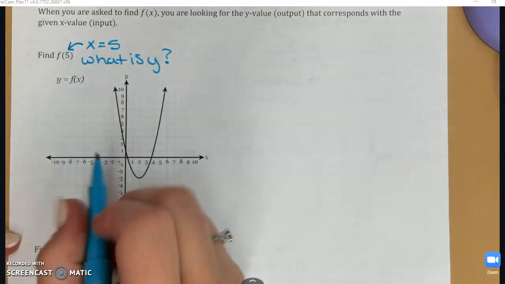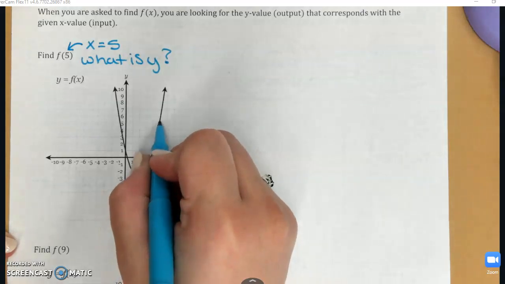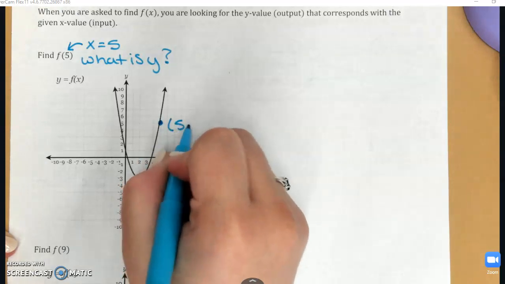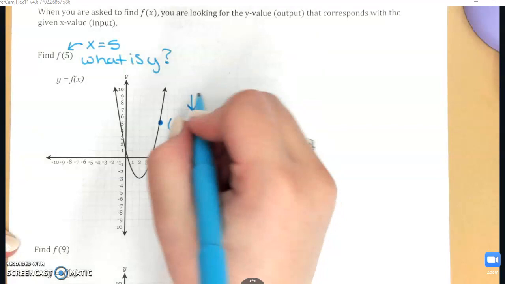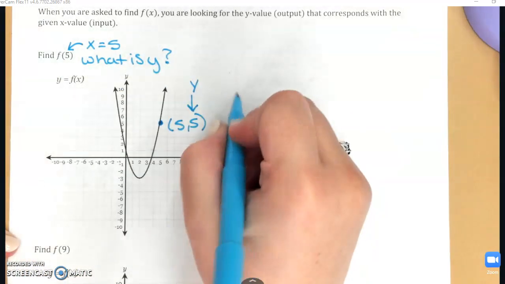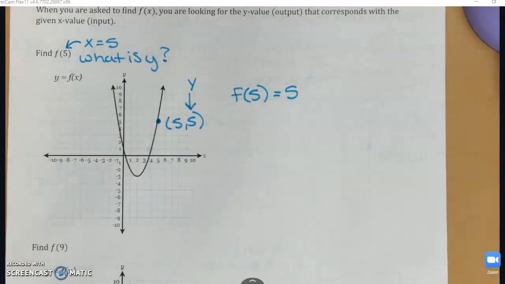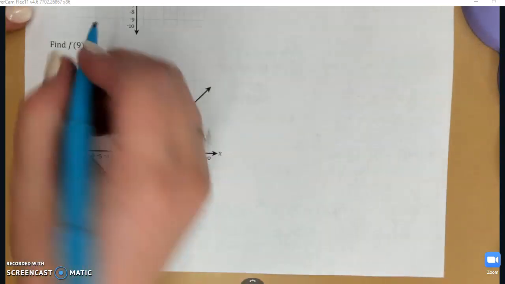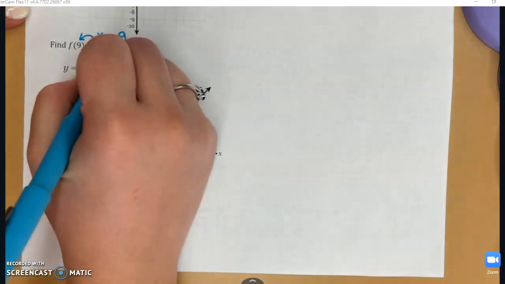So on my graph, I'm going to go to where x is 5, and I'm going to find on my graph that point. So this is the point 5, 5. So my y value is 5. So f of 5 is 5. That's it. You're just looking for your y coordinate. Let's do that one more time. Find f of 9. So this is saying when x is 9, what is y?